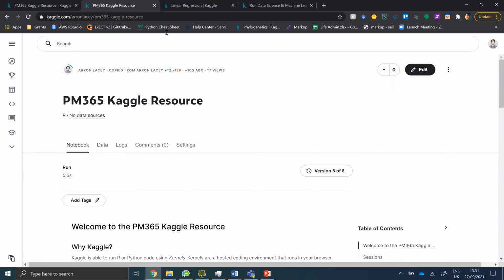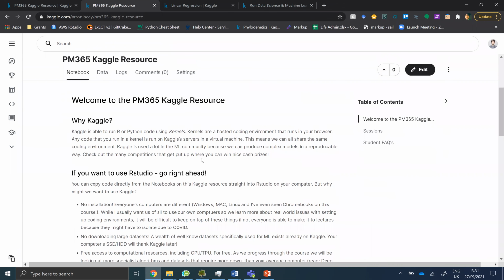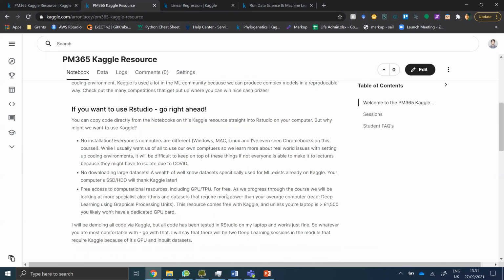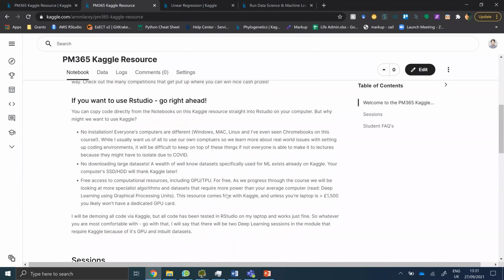So you can go here. Again, I'll email this link out to you as well. Just a gentle introduction to why we're using Kaggle and so on. Again, you can use RStudio. Any code that I'm going to be demonstrating, you can just copy into RStudio and run it there if you like. However, as I said, when we do deep learning later on in the course, you will have to use Kaggle. So you may as well get used to it now.